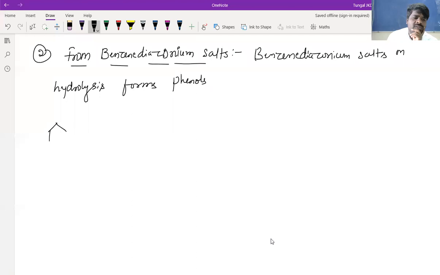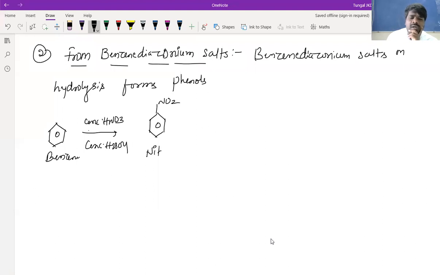First of all, this is your benzene. When benzene is treated with concentrated HNO3 in the presence of concentrated H2SO4, we call this nitration of benzene. It forms nitrobenzene. This nitrobenzene on reduction by tin in HCl is converted into aniline, beta. This is aniline.